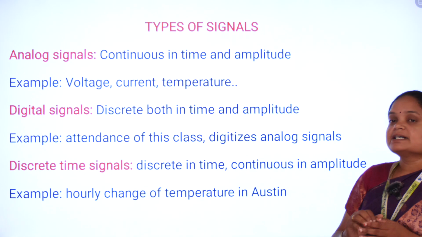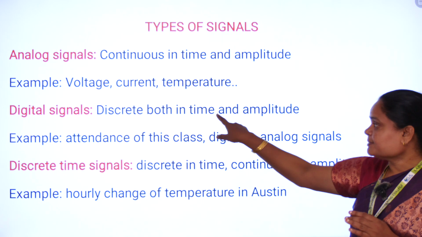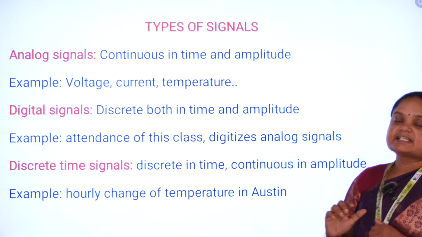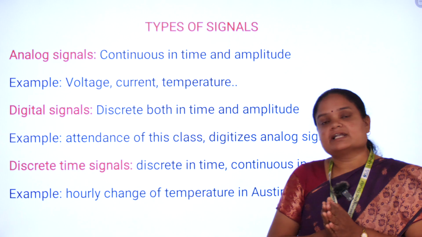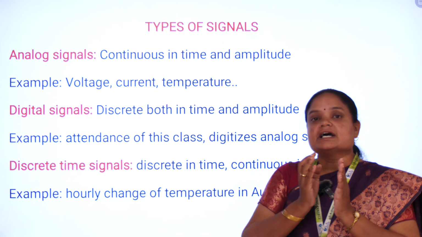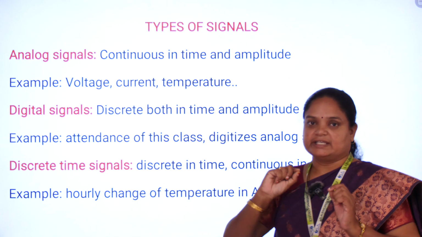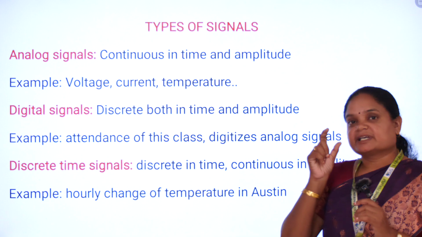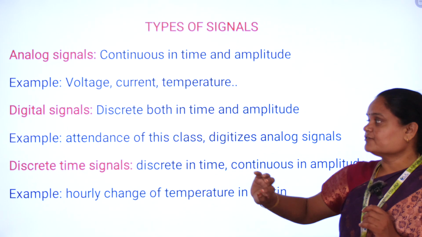And digital signals are discrete in both time and amplitude. So both time and amplitude parameters are in discrete format. An example for this is the attendance of the class, or digitized analog signals. Attendance of the class means roll number 1 is present on 20th and roll number 2 is present on 20th. Like that we can put the attendance. So attendance of this class is in digital format.